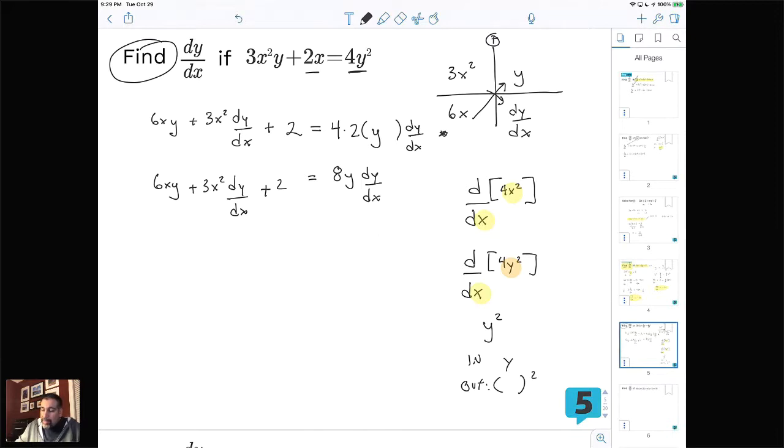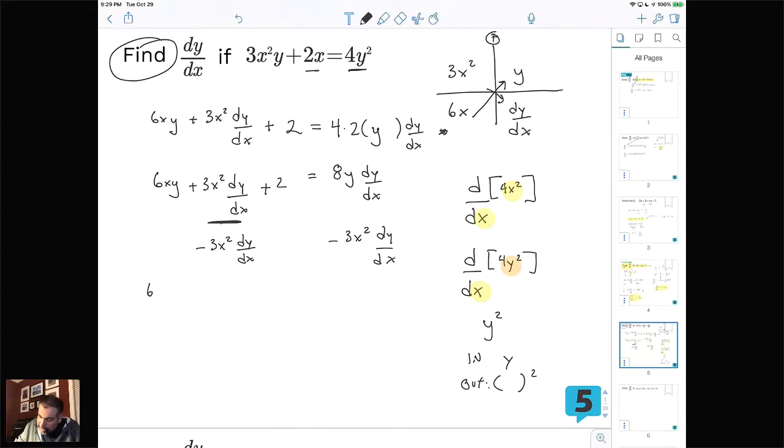Now we're in a situation where dy over dx is on the left side and dy over dx is on the right side. I have to pick which side I want them on. I'm going to move all the dy over dx terms to the right side. So this term right here has to go to the other side, and I'm going to subtract 3x squared dy over dx from both sides. When I do that, on this side I get 6xy plus 2, and on the other side I get 8y dy over dx minus 3x squared dy over dx.